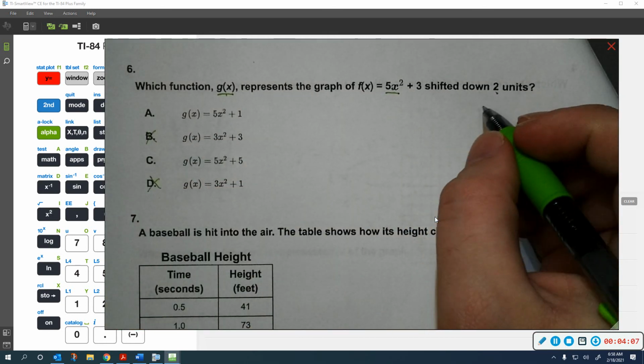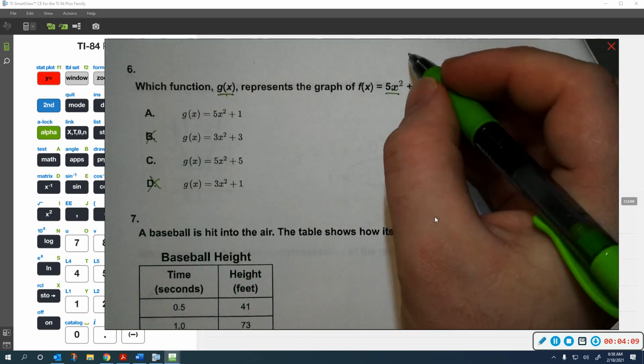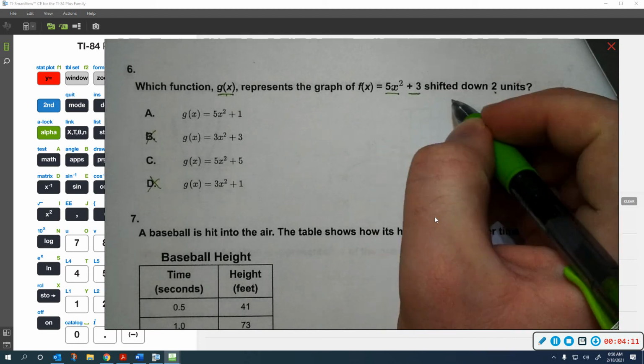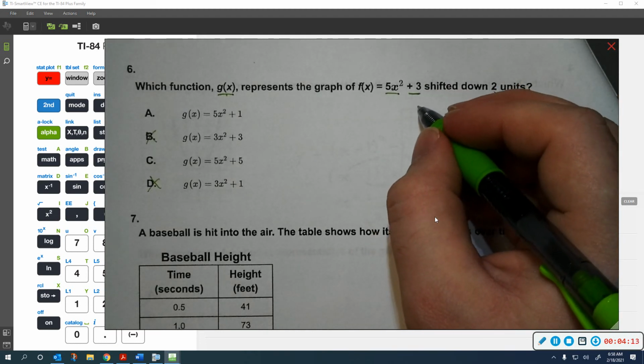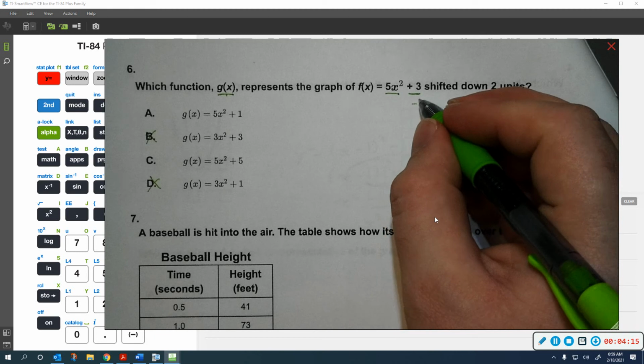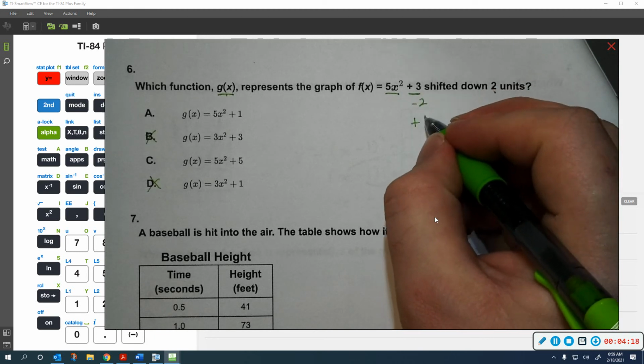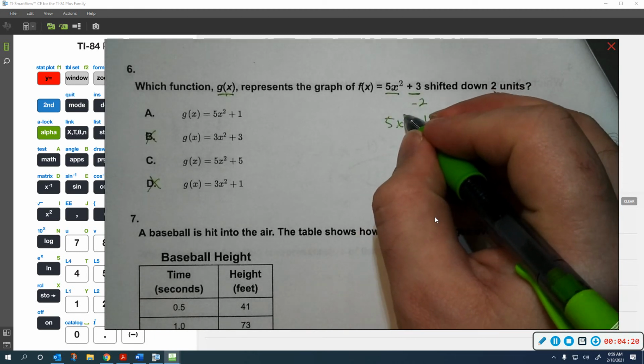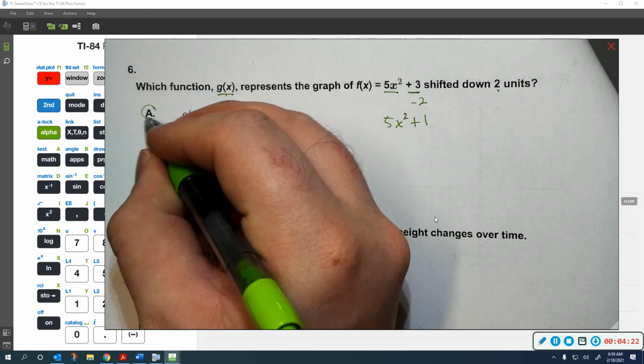And to shift 2 down, that's going to adjust the k value, that plus or minus at the end. So 2 down from that would be minus 2. 3 minus 2 is positive 1. So 5x squared plus 1, which is answer A.